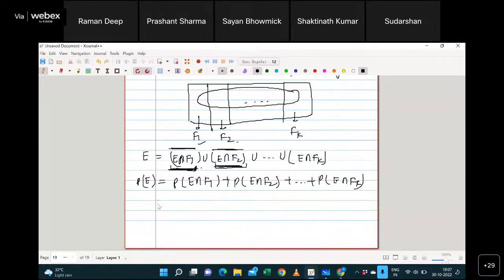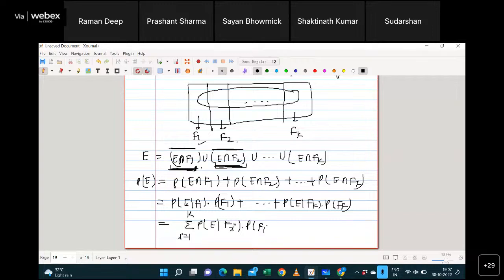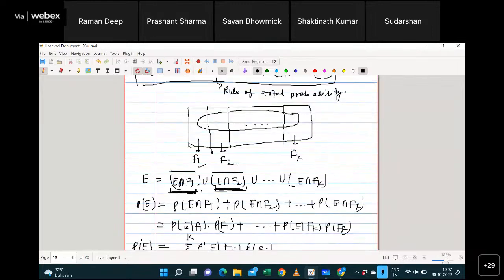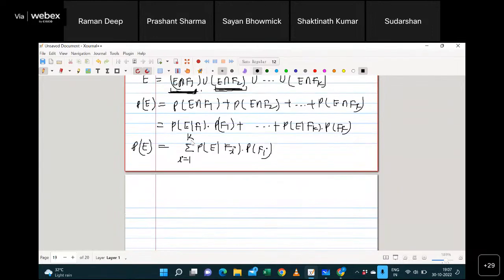And we can use the multiplication rule, which is probability of E intersection F1 equals probability of E given F1 into probability of F1, and so on up to E intersection Fk into probability of Fk. In general, you can write summation i equal to 1 to K, probability of E given Fi into probability of Fi. This is called the law of total probability. Is it clear for everyone? I will take an example, and this will be clear.